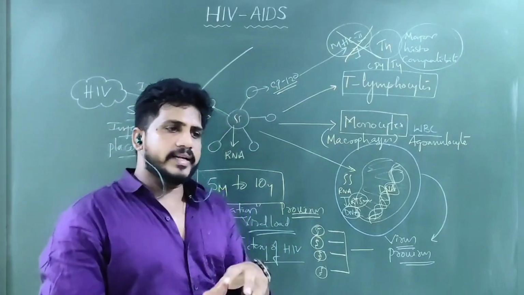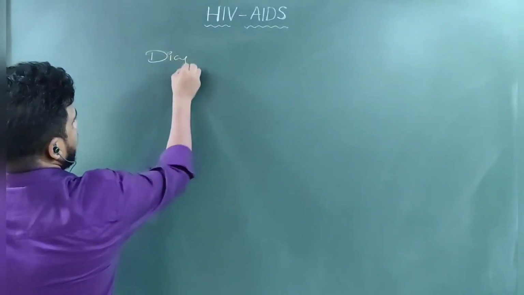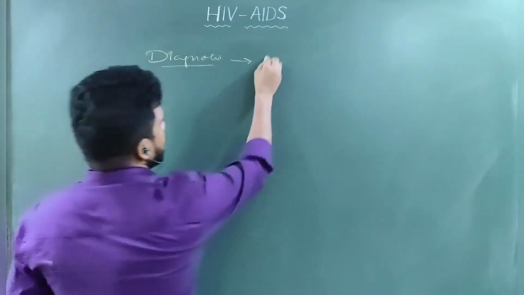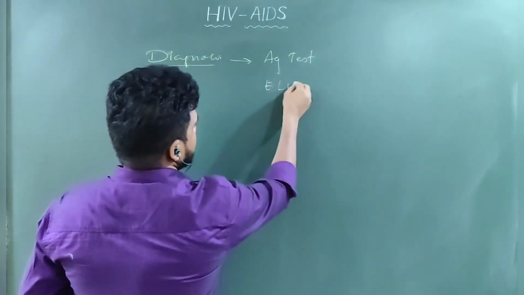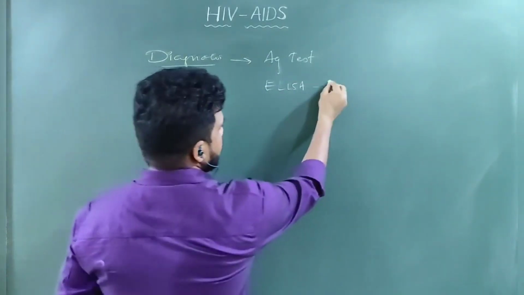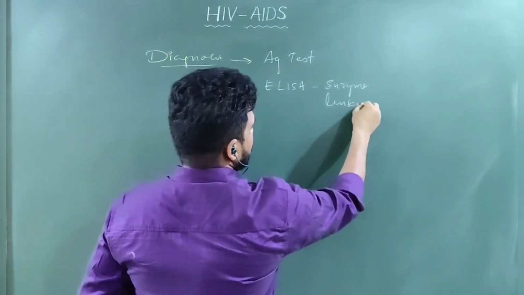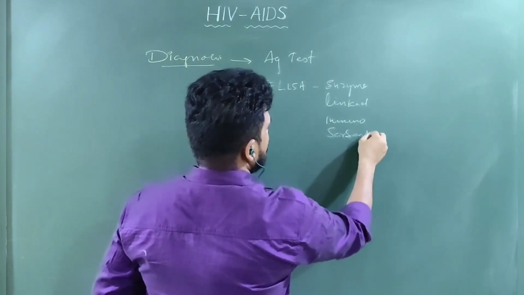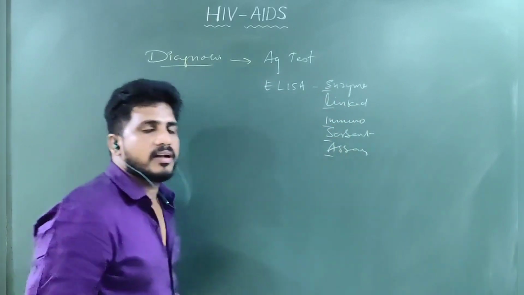Now let us see how it can be diagnosed and how it can be treated. For diagnosis of this disease, generally antigen testing is used. Next, ELISA. In Biotechnology: Principles and Applications, we see that ELISA means enzyme linked immunosorbent assay.